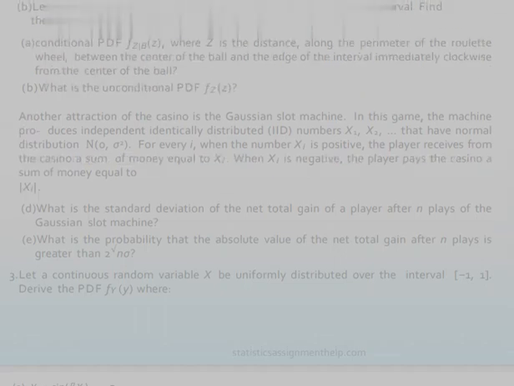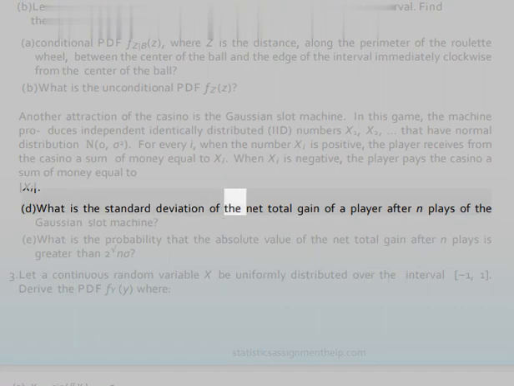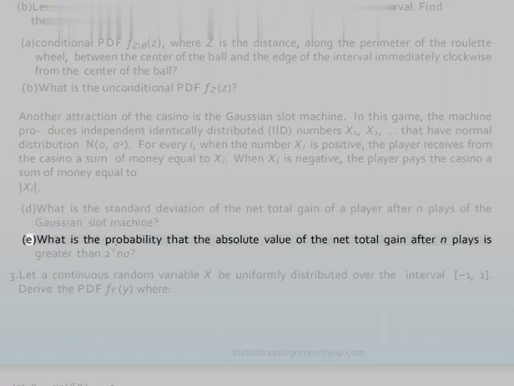A. What is the probability that the center of the ball settles in a red interval? B. Let B denote the event that the center of the ball settles in a black interval. Find the casino a sum of money equal to X. When X is negative, the player pays the casino a sum of money equal to Xi. D. What is the standard deviation of the net total gain of a player after n plays of the Gaussian slot machine? E. What is the probability that the absolute value of the net total gain after n plays is greater than 2 square root n sigma?